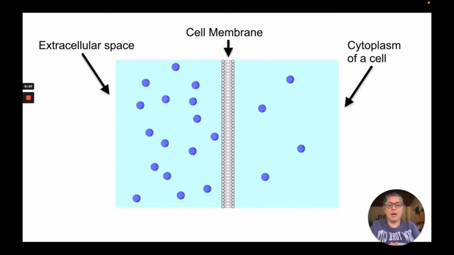A cell is separated from its environment by the cell membrane, which is depicted here. We have what we call the extracellular space, which is fluid, and that is the area outside of a cell. And then we have the cytoplasm of a cell. Both of these areas are fluids, and so the molecules moving through them are going to move by diffusion.